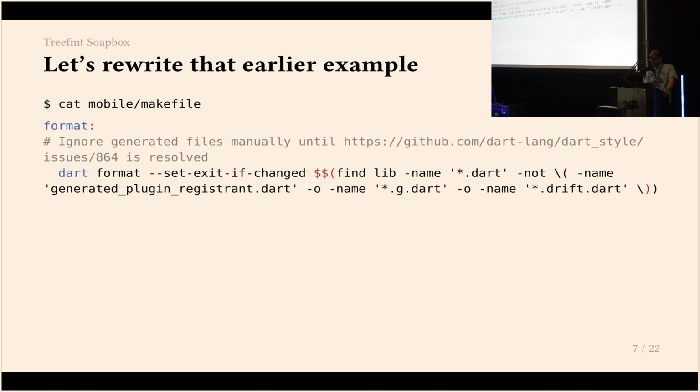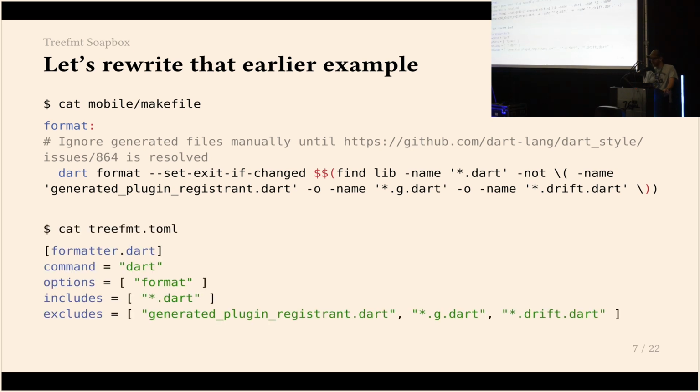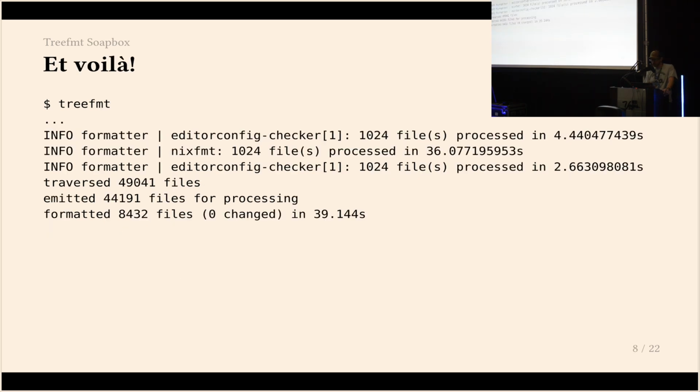So to take a look at that earlier example, we had this code. In TreeFMT, you'd write something like this. It's a simple TOML file. You specify all your formatters for all your files. You say, this is the command, these are the options. Format these files, and if you want to exclude some files for whatever reason, you can. And here you go. So this is TreeFMT.